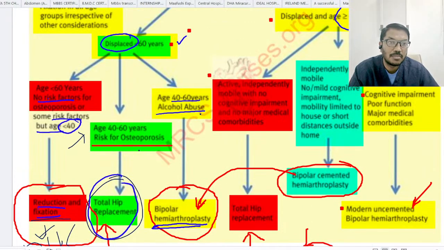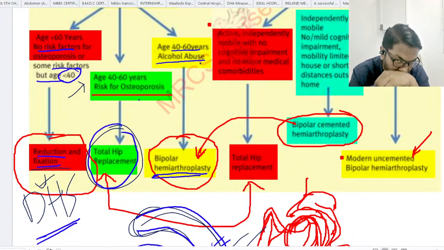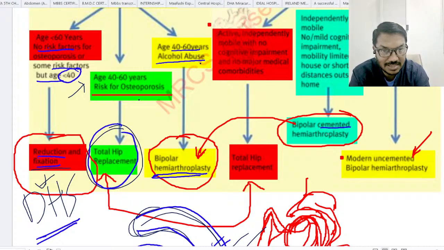And now if the patient has some cognitive impairment, poor function, major medical comorbidities, maybe some cardiac issues, some heart failure, then just modern uncemented bipolar hemiarthroplasty. After many days, I got this term, uncemented hemiarthroplasty. When they do bipolar cemented hemiarthroplasty, when age is more than 60, they put some cement.